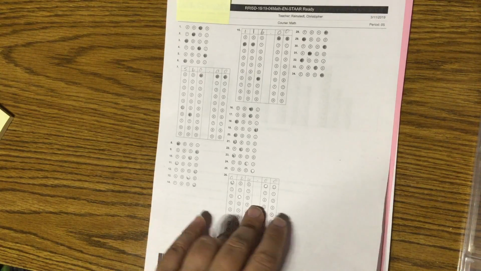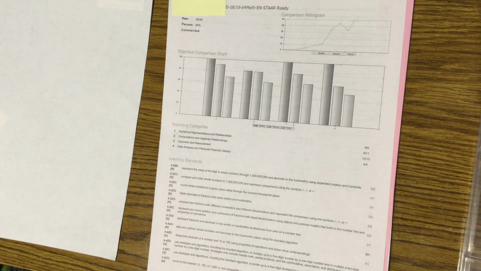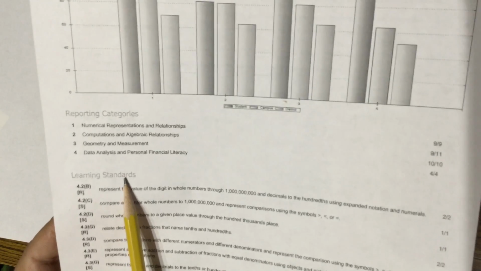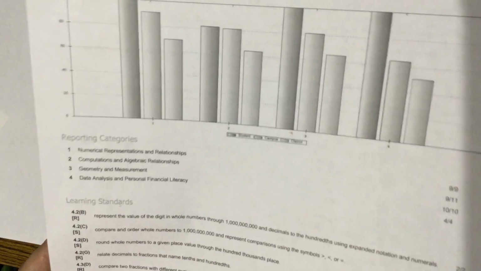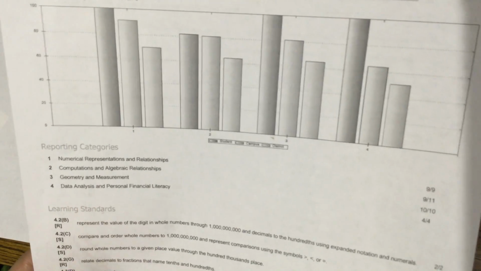The next page is probably the most important page, and this is going to be the thing with the graphs on it. I've been sending these home throughout the year, and so some of you might already be very comfortable with these. Really what I want to focus you in on is the bottom part here. You'll see here reporting categories and then learning standards. And in the reporting categories, it just kind of gives you overall categories that we focus on. So typically number 3 here, geometry and measurement, that's where some of the students struggle.